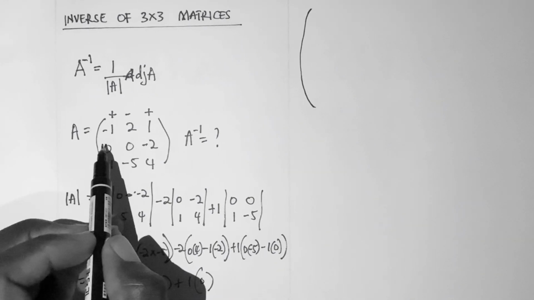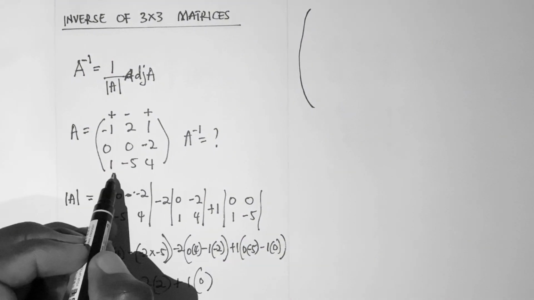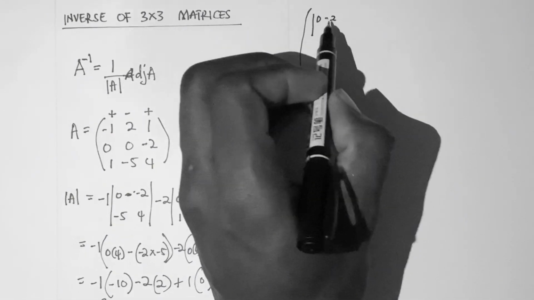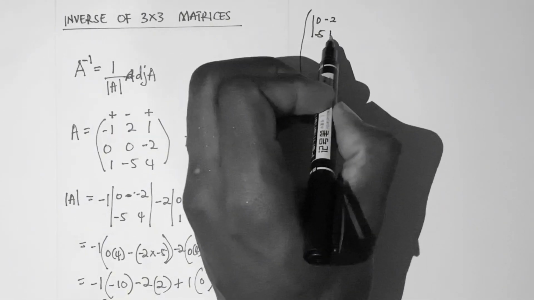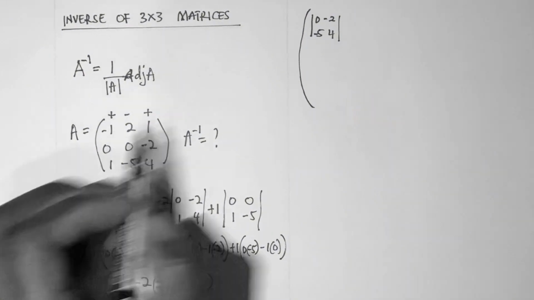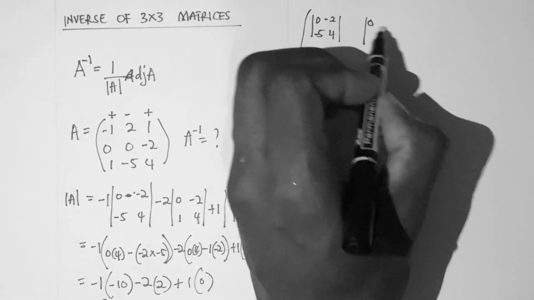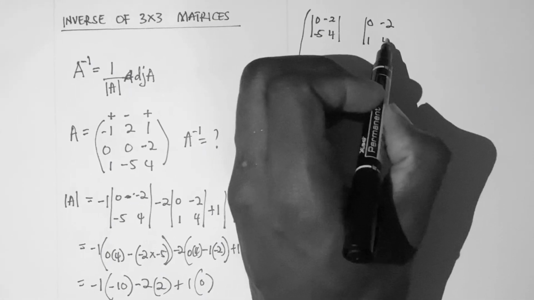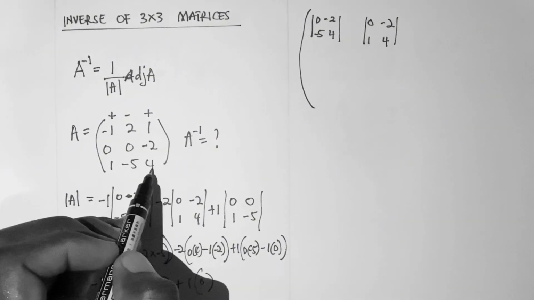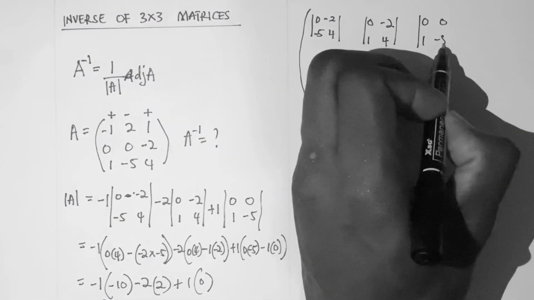So with the matrix of minors, when we take minus 1 out, what is the 2 by 2 matrix that is left? It is the determinant of 0, minus 2, and then minus 5 and 4. Then we'll come to here, 2. When we rule out 2, what is left is 0, minus 2, 1 and 4. Then we'll come to this last thing. When we rule out 1, so the row and the column of 1, we are left with 0, 0, 1, minus 5.